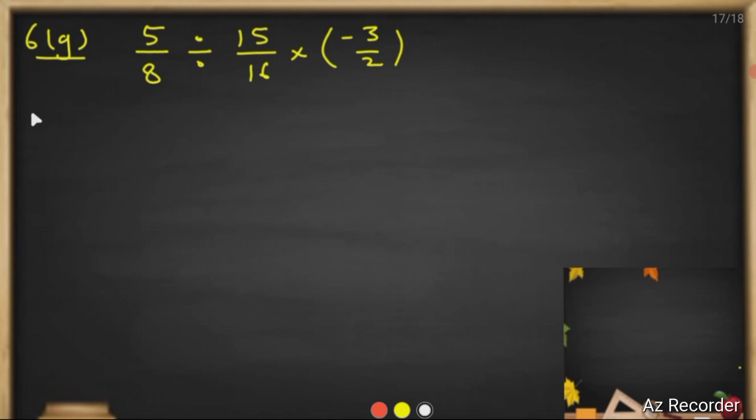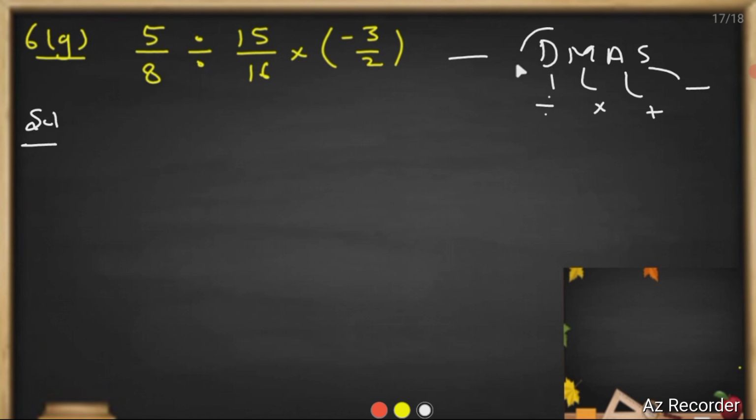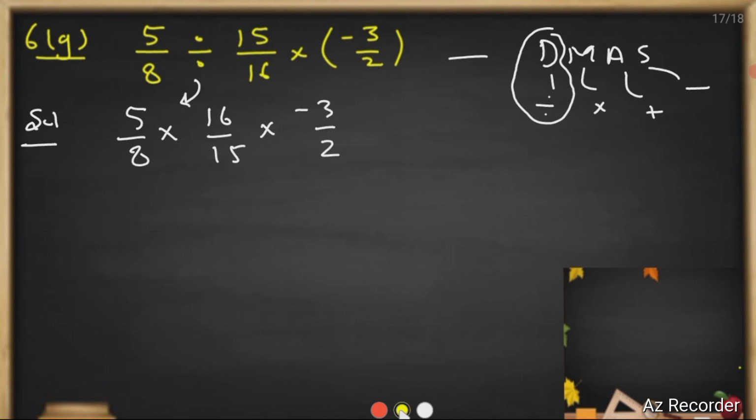This is also a very good question. First we have to solve this. Here we apply DMAS: D for divide, M for multiply, A for addition, S for subtraction. So D comes first, so first we do the division. So how can we divide? 5 by 8 multiply, and the reciprocal of 15 upon 16 is 16 upon 15, multiply negative 3 by 2. Now you can cancel out the common factors.